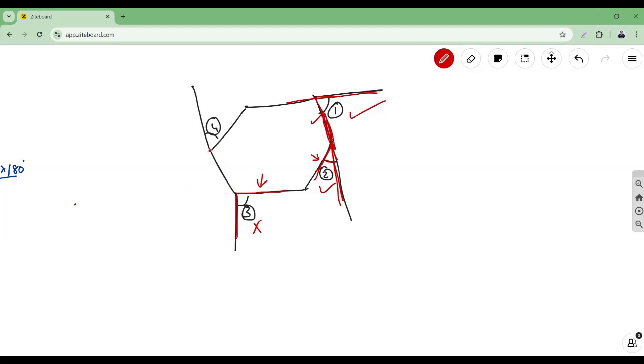Now coming to angle 4, one arm is here, another arm is here. If you see, this arm is an extension of this side, means it's directly extended like this. And another one is the current side. So this is an exterior angle. Okay, now you're clear about the concept of exterior angles.